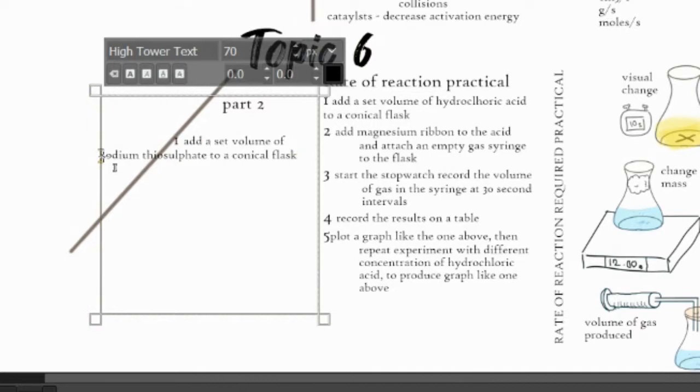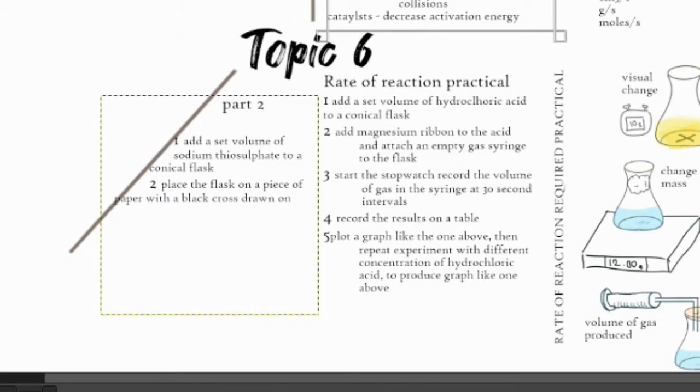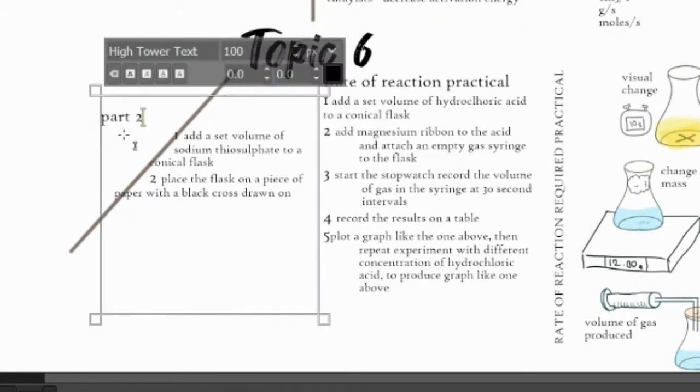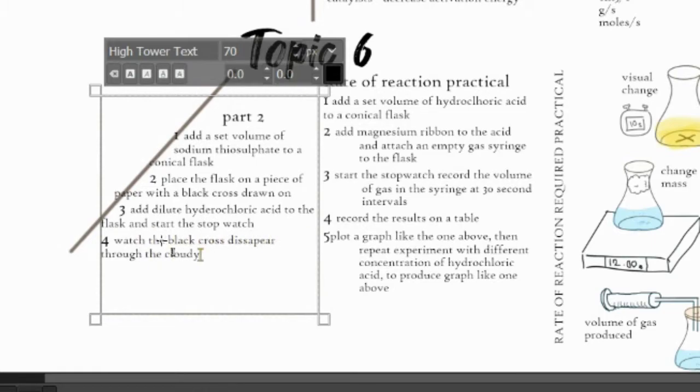Now watch the black cross disappear through the cloudy sulfur and time how long it takes to go. This can be repeated with one of the solutions being at a higher concentration and all other variables being kept the same. The higher the concentration, the faster the reaction, so the less time it takes for the mark to disappear. This reaction, however, will not give you a set of graphs, because you cannot measure how much product was produced.